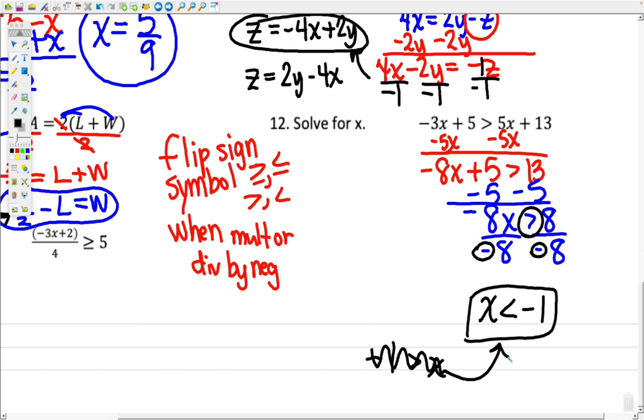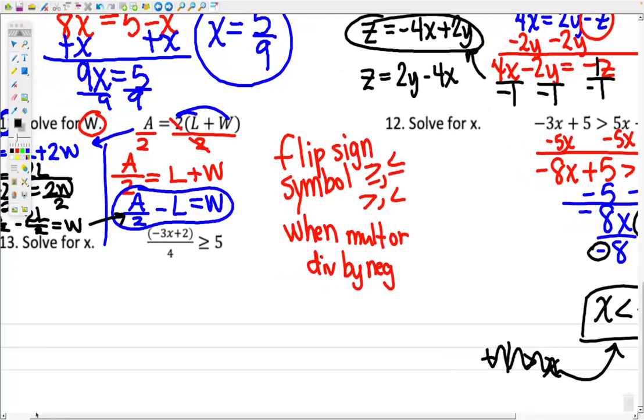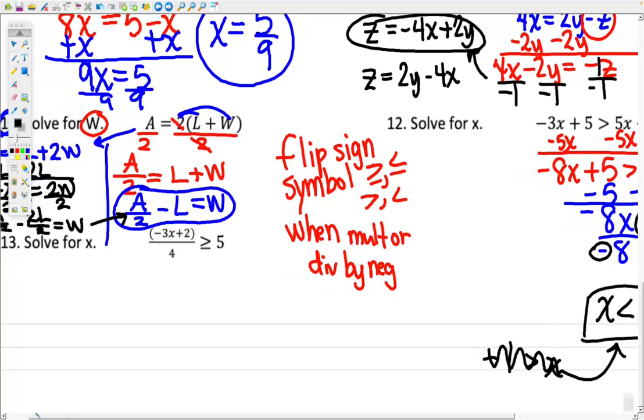Okay. Look at number 13. Any clue how you start? Cross multiply. I put a 1 under the 5. Love the fact that you're on top of that. Are we going too fast? You sure? Okay.